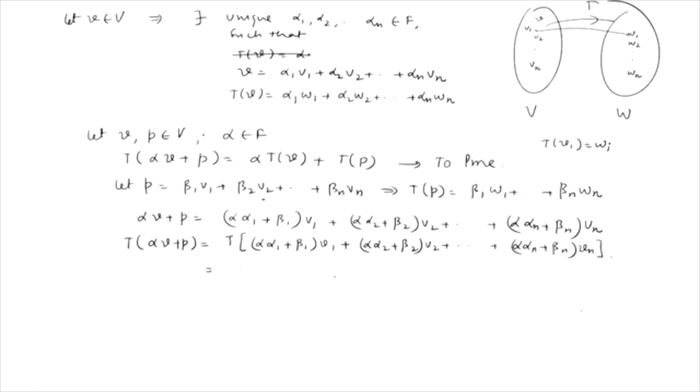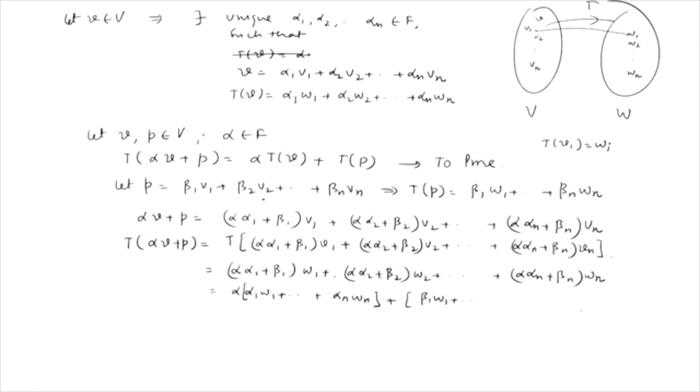Now, this is equal to alpha 1 plus beta 1 times T of V 1 which is W 1, plus alpha 2 plus beta 2 times T of V 2 which is W 2, and so on, alpha n plus beta n times T of V n which is W n. So, it is alpha 1 W 1 and so on up to alpha n W n, plus beta 1 W 1 and so on up to beta n W n, which is equal to alpha times T of V plus T of P from here and from here. So, we have shown that T of alpha V plus P is equal to this. This means this is a linear map.